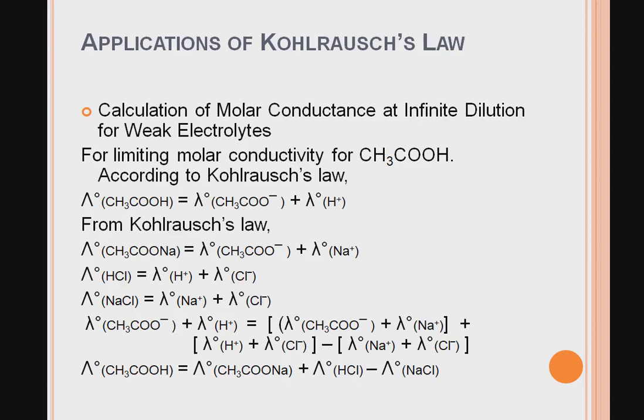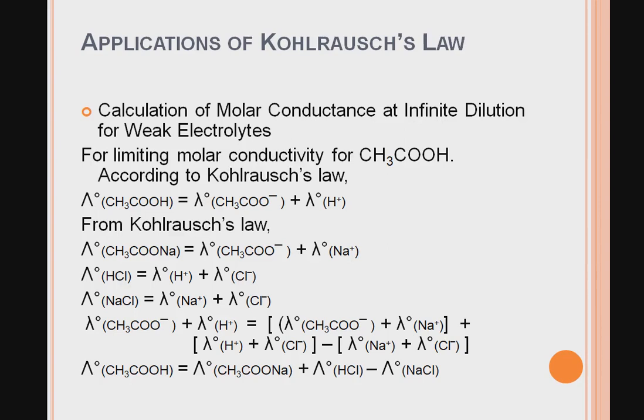Now, molar conductivity of ethanoic acid will be equal to ionic conductivity of ethanoate ion plus ionic conductivity of H ions. Contribution of ethanoate ion you can take from sodium acetate, where molar conductivity of sodium acetate will be equal to ionic conductivity of acetate ions plus ionic conductivity of sodium ions. For H ions, you can take the help of HCl. Molar conductivity of HCl will be equal to ionic conductivity of H ions plus ionic conductivity of chloride ions.